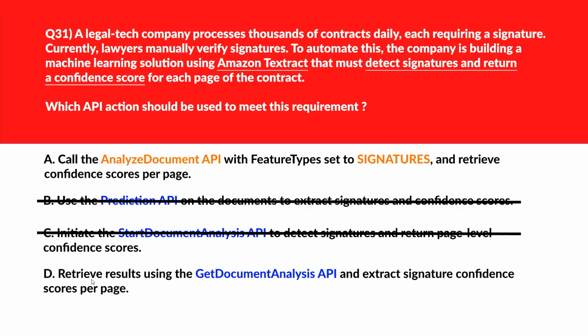D says retrieve results using the get document analysis API and extract signature confidence score per page. Get document analysis retrieves results from asynchronous jobs, not suitable for the immediate scoring we require. Let's delete this. We'll lock option E as the right answer.